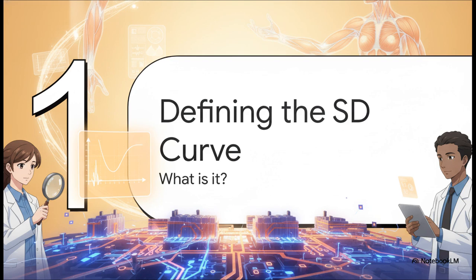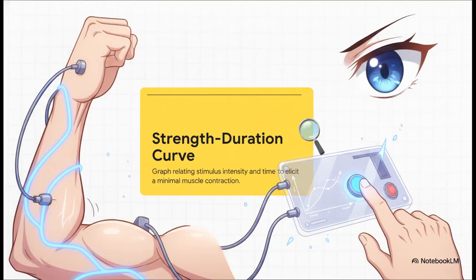Section 1. Defining the SD curve. So what is the definition we're working with here? The strength duration, or SD curve, is essentially a graphical representation of the relationship between the intensity of an electrical stimulus and the time taken to elicit a minimal muscle contraction. To explain in easy terms, we're basically just testing two things: how strong a shock needs to be and how long that shock needs to last, just to make a muscle visibly twitch.